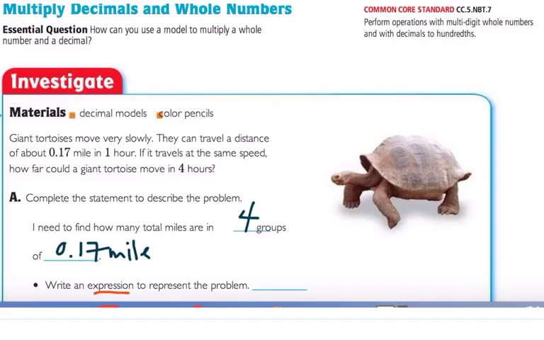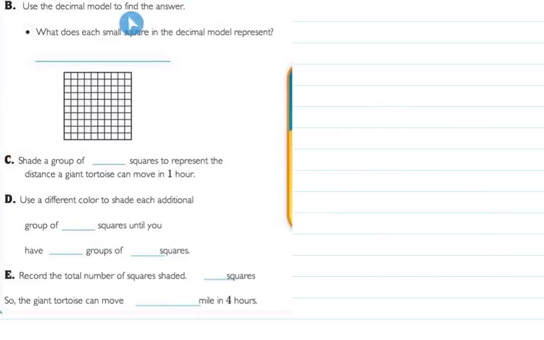We know that there are going to be 4 hours, so we're going to use 4 times 1/1700ths. And then right off the bat, boys and girls, we can see that this is indeed a whole number and a decimal, which is what we're working on multiplying today. So we can go on to step B now. Step B, it says use the decimal model to find the answer. And this is the first strategy that we're going to use today, boys and girls.